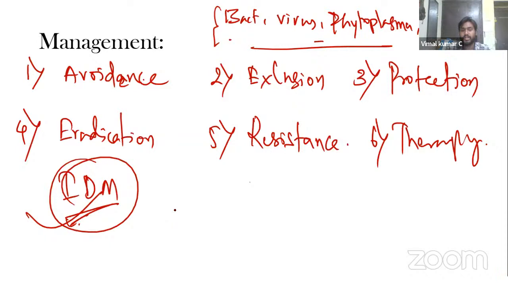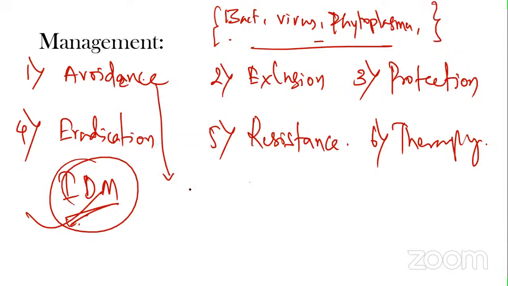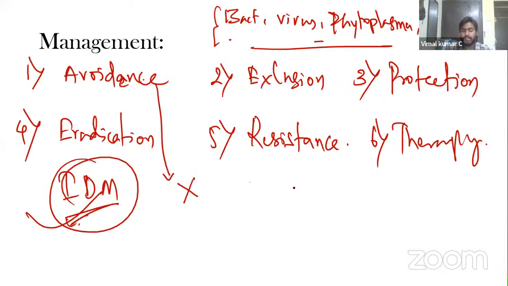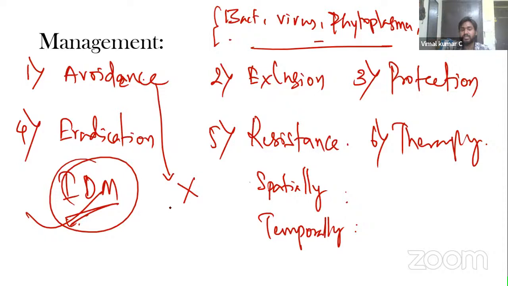So avoidance is nothing but trying to avoid the pathogen from the crop, either spatially or temporally, by separating the pathogen. Spatially means, say, in this location or in Delhi, or on the Pusa campus, the disease is highly epidemic. So we have to plan in another area where the disease is not present. That is called avoidance. So outside the Pusa campus, we should plan for commercial propagation or cultivation.